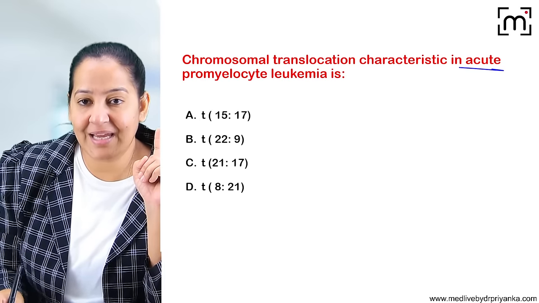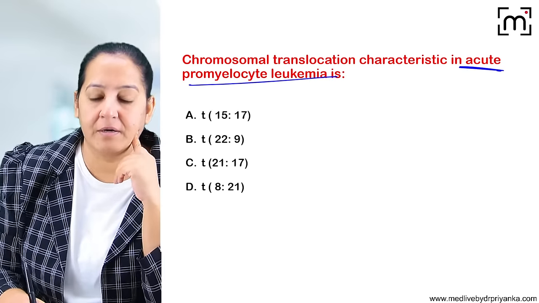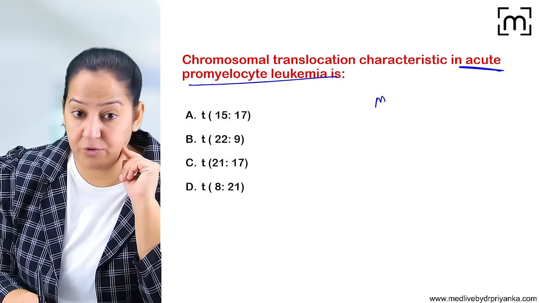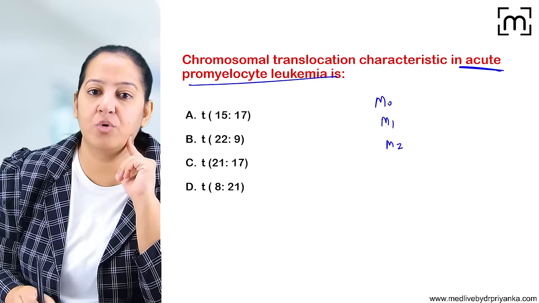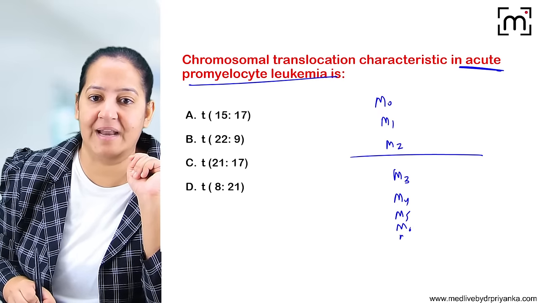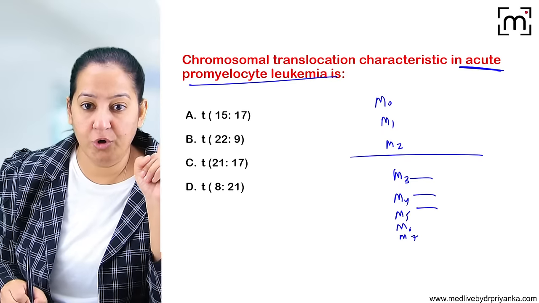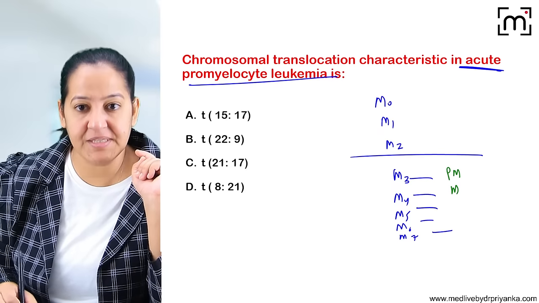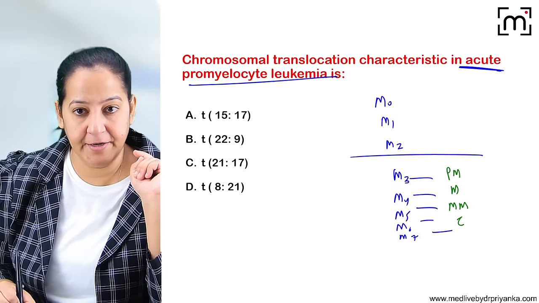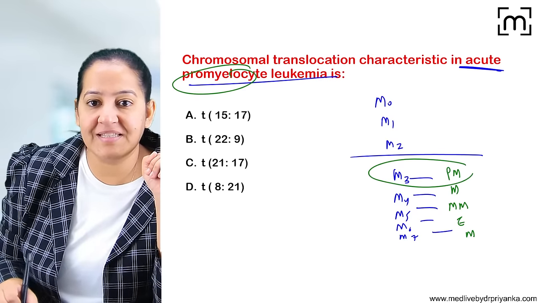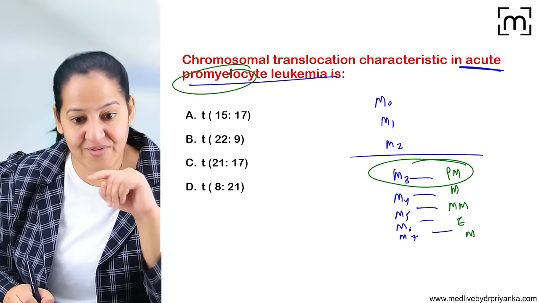One more question for you. Translocation characteristic in acute promyelocytic leukemia. You first tell me, acute promyelocytic leukemia is what? Is it M0, M1, M2? I have told you the classification, M0, M1, M2, and M3 onwards: M3, M4, M5, M6 and M7. I told you a trick to learn that: promyelocytic, myelomonocytic, monocytic, erythrocytic and megakaryocytic. So they are asking promyelocytic. The promyelocytic is M3. So basically they are asking the translocation in M3.